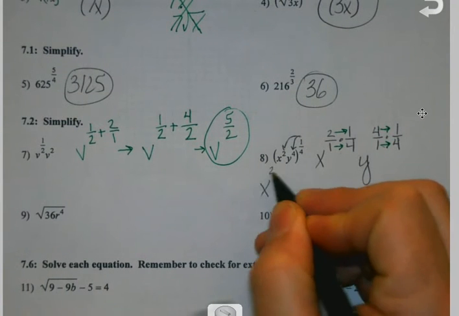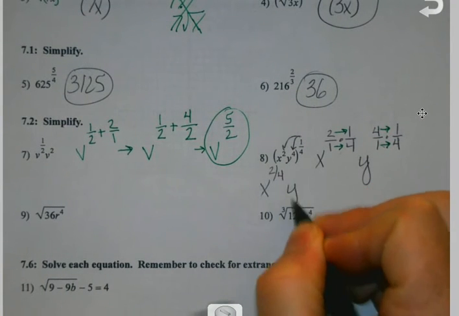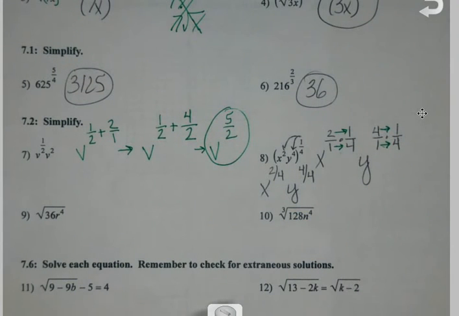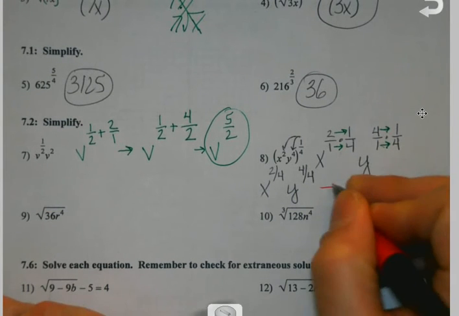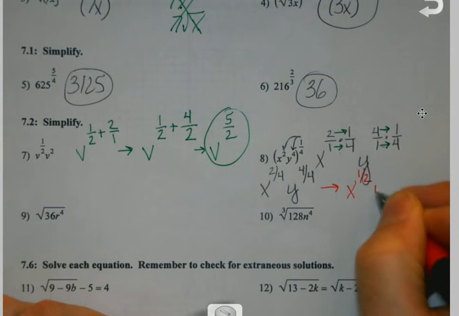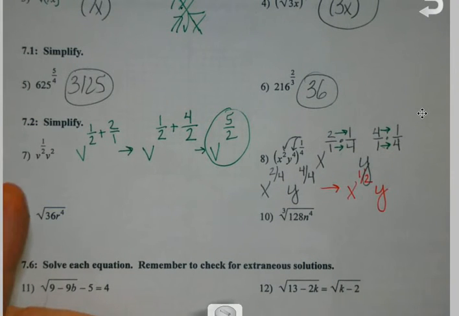So let's see here. I'd have 2 over 4. Exactly. Once I multiply straight across, if I can reduce the fraction, I need to. So 2 over 4 is 1/2. And 4 over 4 is 1. I can just leave it as y. Or if you want to call it y to the first, you could. But again, keep life simple.